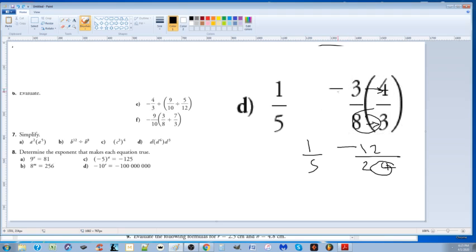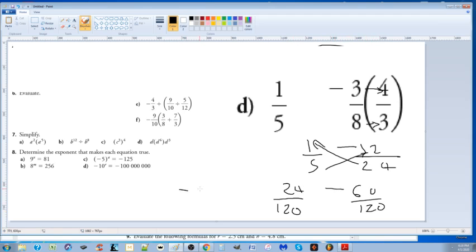We'd have to multiply this out before we subtract it. So we have to do cross multiplication. 24 times the top is 24. 5 times the negative 12 becomes negative 60. And their denominators become, 5 times 24 is 120, I think. So these become their denominators. So 24 minus 60 is the same as minus 36 over 120.